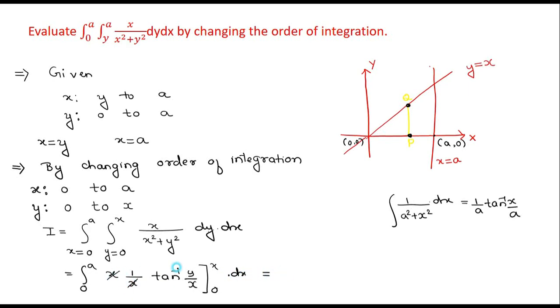So the x and x get cancelled. We have integral 0 to a tan inverse of y by x dx, between 0 to x. For the upper limit, it is tan inverse of x by x minus tan inverse of 0 by x dx. The x and x get cancelled. 0 to a tan inverse of 1 minus tan inverse of 0.